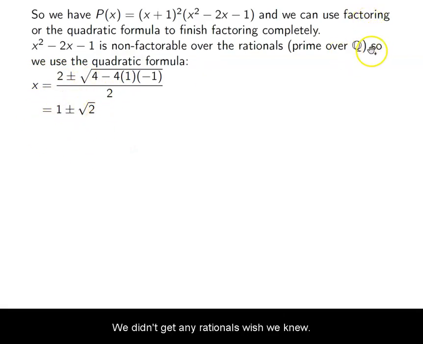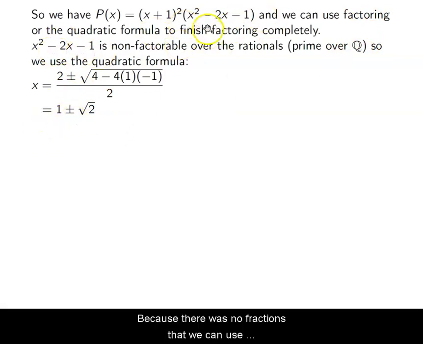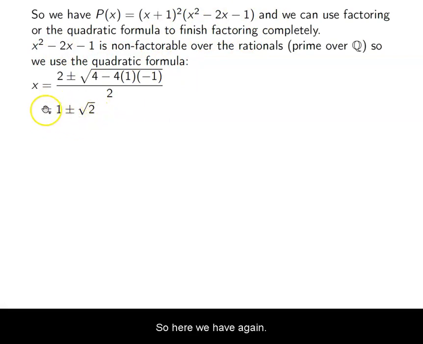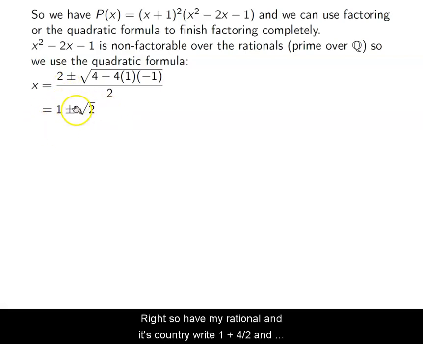We didn't get any rationals, which we knew, okay? Because there were no fractions that we can use here, no integers, nothing, right? So here we have, again, an irrational pair, right? So I have my irrational zero and its conjugate, 1 plus square root 2 and its radical conjugate 1 minus root 2.